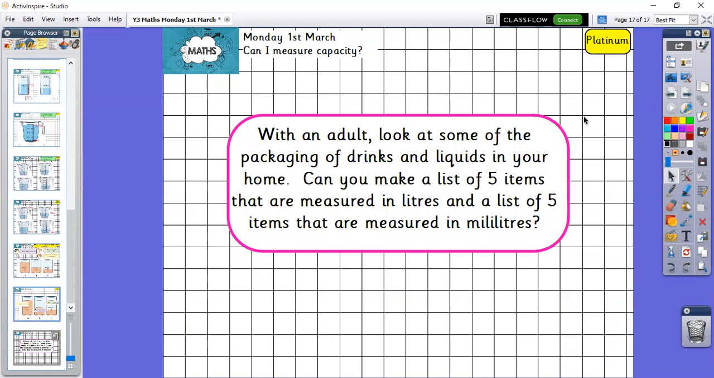Okay, so very similar to last week when we were looking at maths, it is going to require a bit more time in the kitchen with your grown-up. So with an adult, and especially with an adult for this particular one, I'd like you to look at some of the packaging of the drinks and liquids in your home. Are you able to make a list of 5 items that are measured in litres and a list of 5 items that are measured in milliliters? I'm looking forward to seeing your list and what kinds of things are measured in litres and what is in milliliters. But that's the end of our maths there for today.